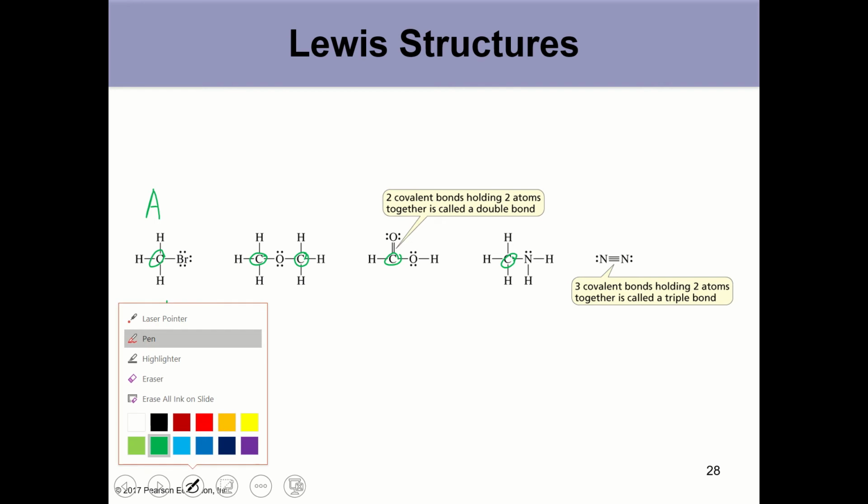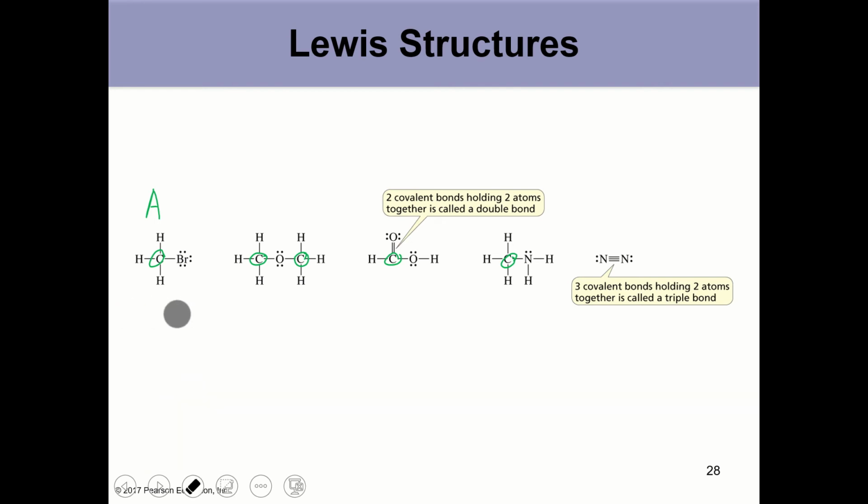So let's make a little table. Okay. So atom, carbon, then bonds and pairs. Okay, so carbon. In Lewis structure A, there are 4 bonds and 0 pairs.